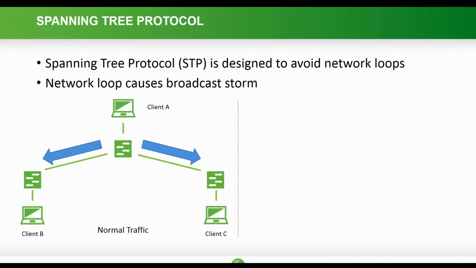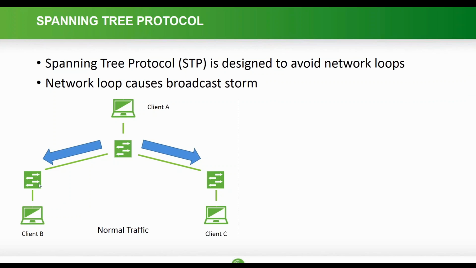Spanning tree protocol is a protocol designed to avoid network loops in your design. And network loops are bad because they create something called a broadcast storm. If you see here on the left side, we've got 3 clients, A, B, and C, connected to 3 switches. In normal traffic, if client A is sending to client B, it goes down to that switch, then to the other switch, and goes to client B. If client A wants to reach client C, it goes down the switch, to the other switch, and then to client C. That's normal traffic.